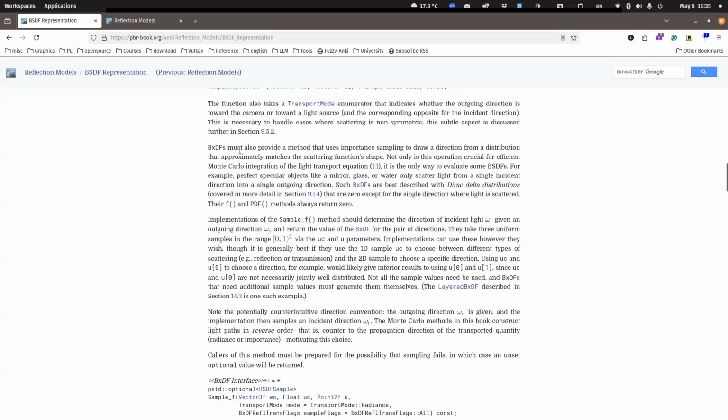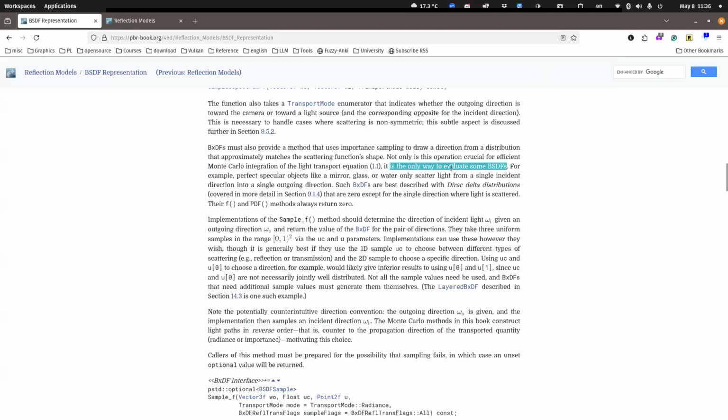The BXDF must also provide a method that uses importance sampling to draw a direction from a distribution that approximately matches the scattering function's shape. Importance sampling is crucial for efficient Monte Carlo integration. It is also the only way to evaluate some BSDFs.